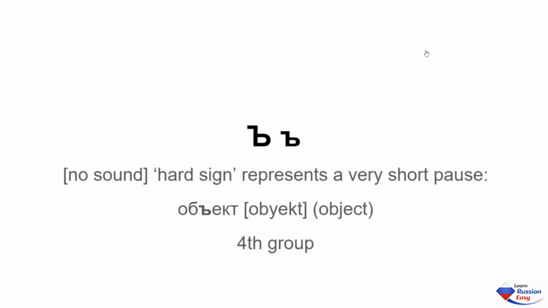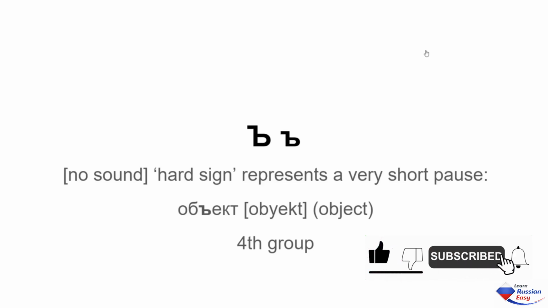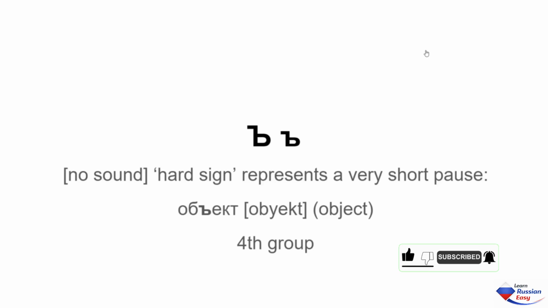The hard sign represents a very short pause. For example, in the word объект, which means object, you can hear this little pause between ob and ekt. Объект. Do you hear this? Good.